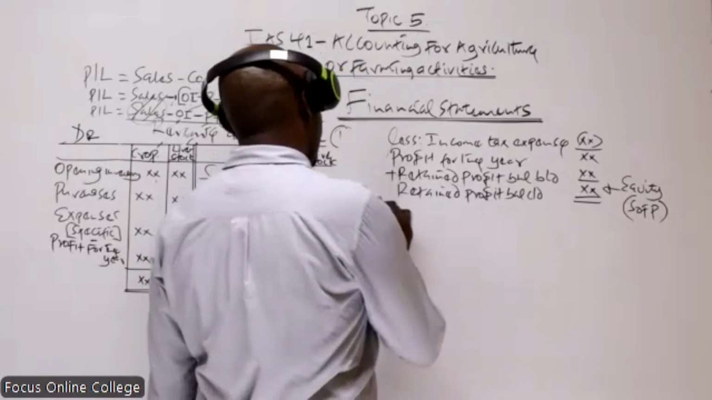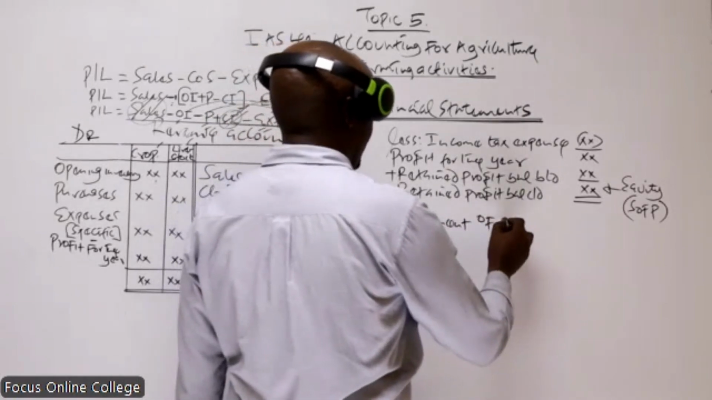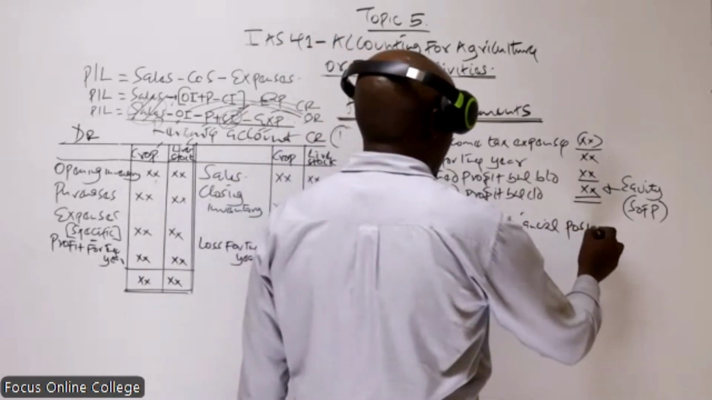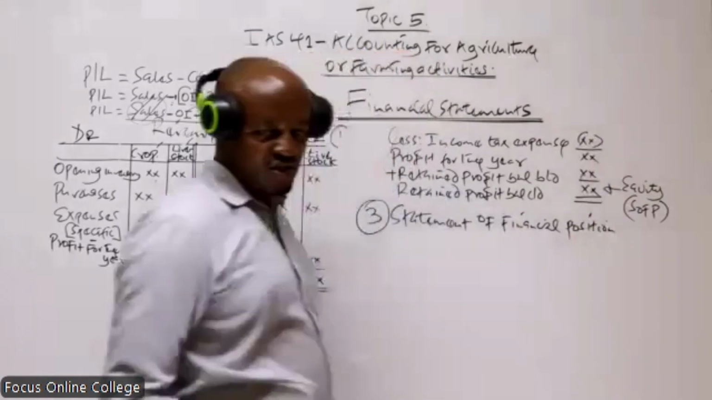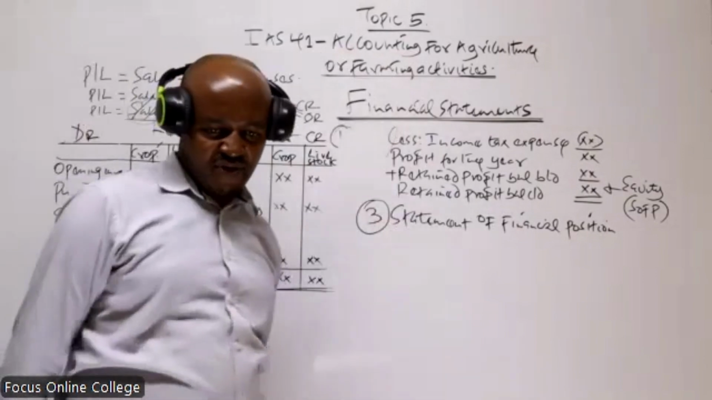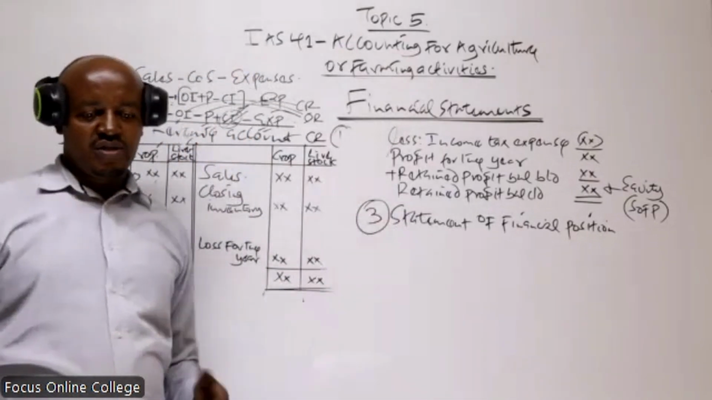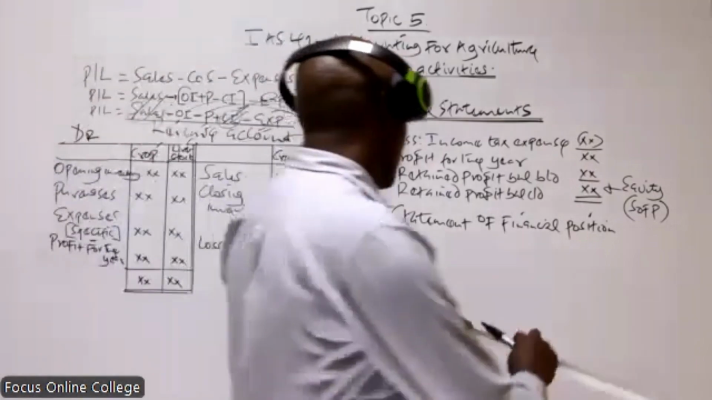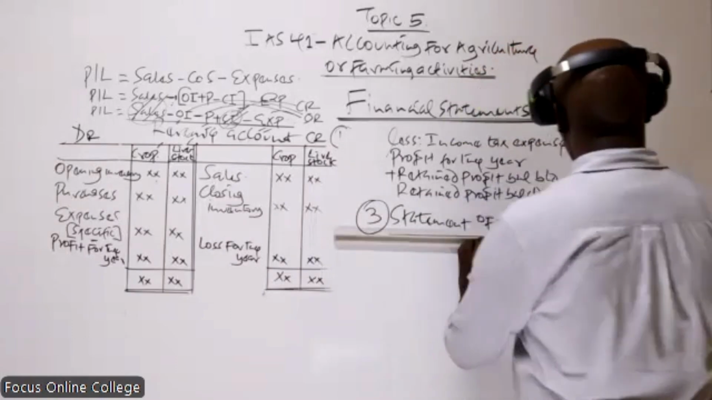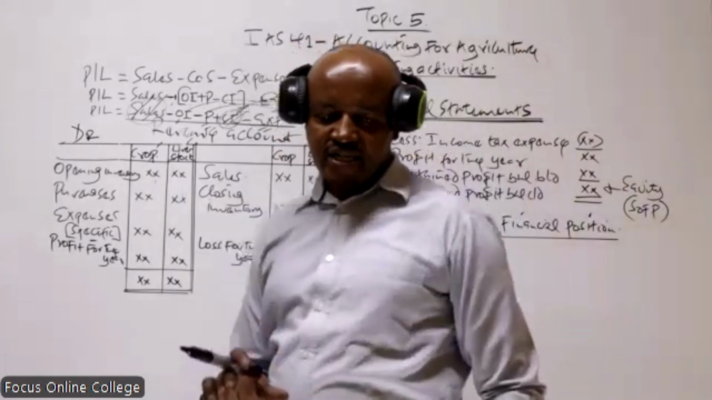Now, finally, we prepare the statement of financial position. The statement of financial position is something we have come across in so many topics. Actually, I think in almost all the topics which you have done, we have come across this statement. Now, this one is prepared to determine the financial position of an entity at the end of the year.